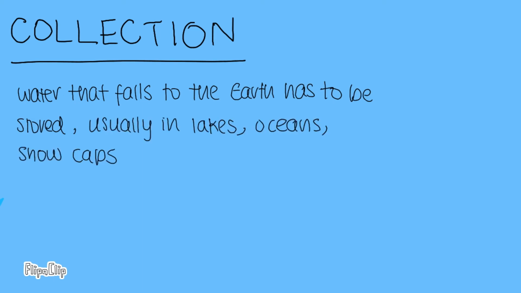Can you guess where the most water is stored? That's right. Oceans are the largest form of water storage. Almost 96% of Earth's water is stored in the oceans. This is how the water cycle works.